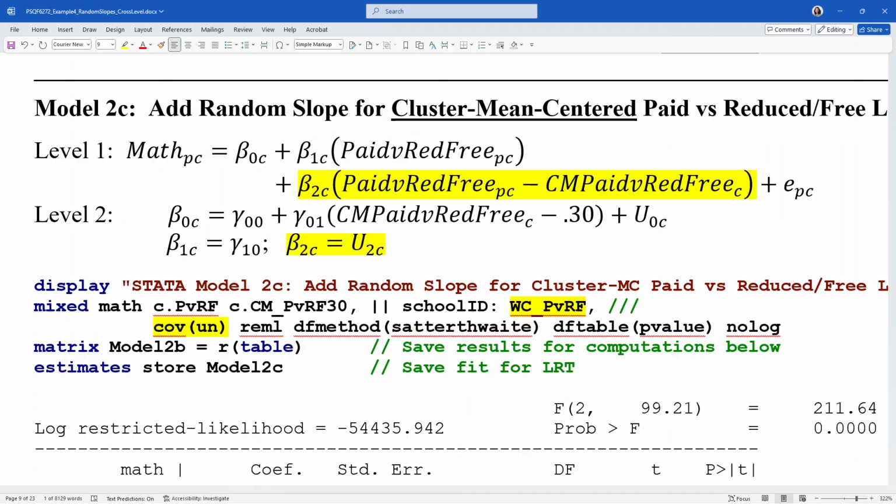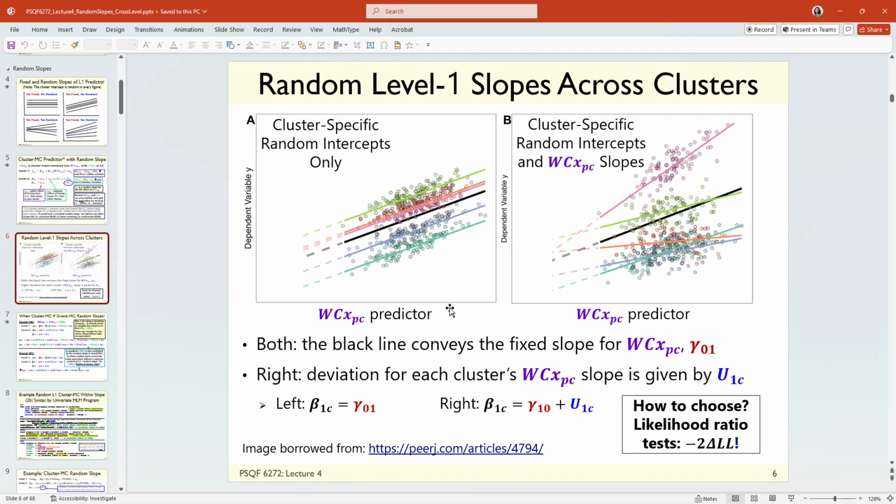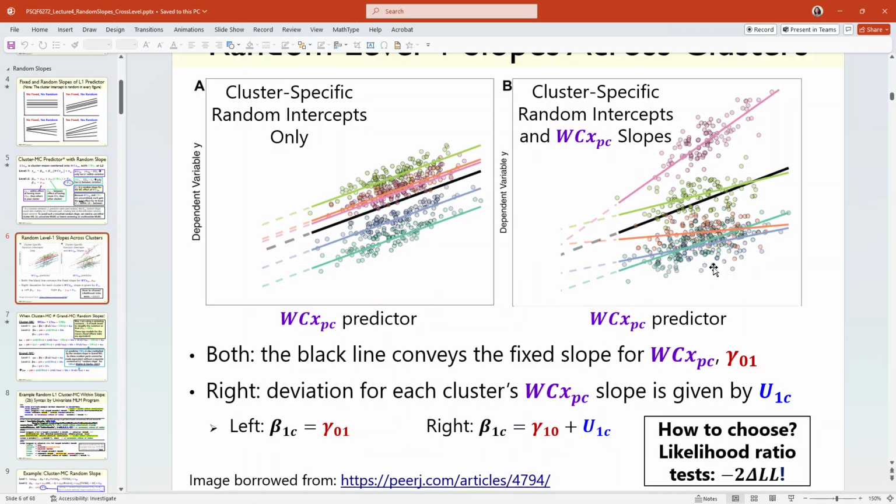So just conceptually, you can pull up a picture. Random slopes. What's the difference between the picture on the left and the picture on the right? The left is parallel, right is not. Yeah, so this is the idea that within each of these clusters, the slope of a level 1 person predictor differs across these clusters, not just the intercept where they are.